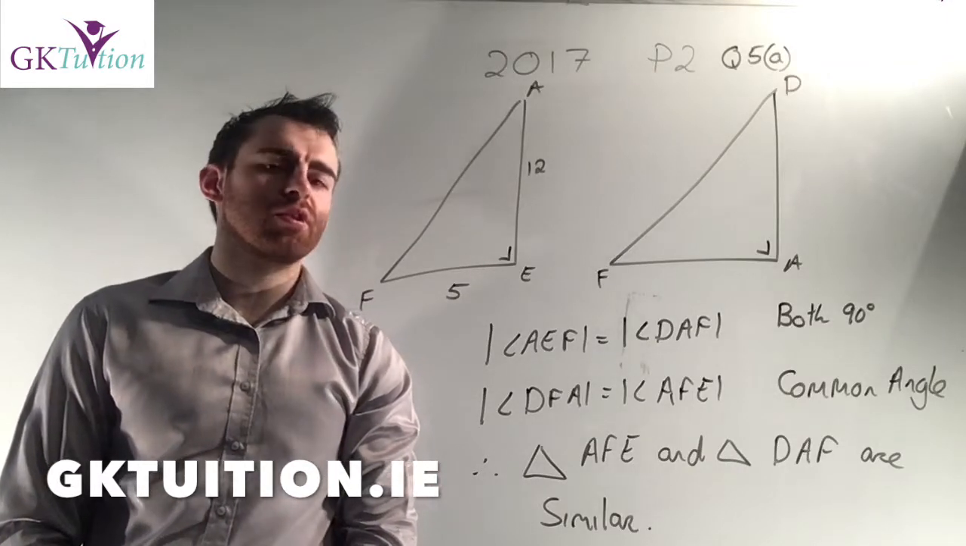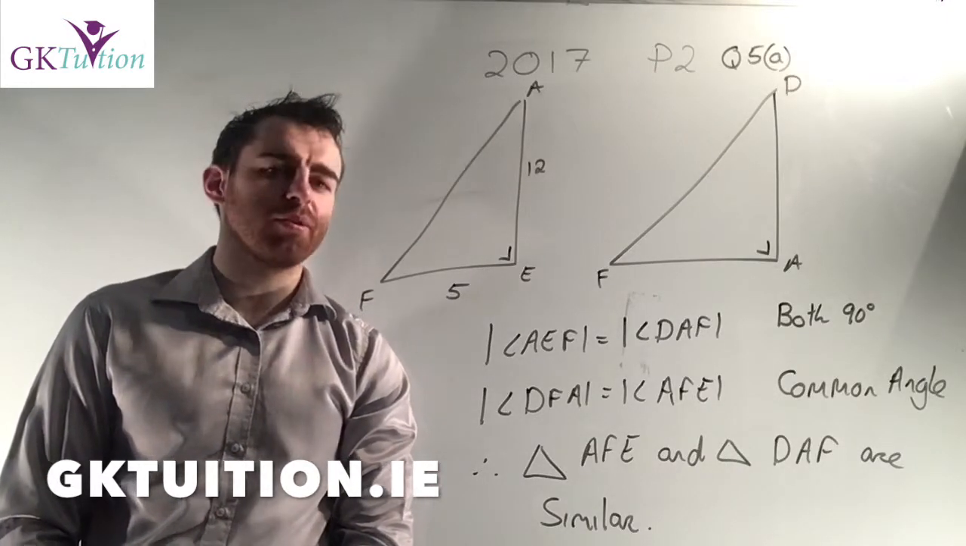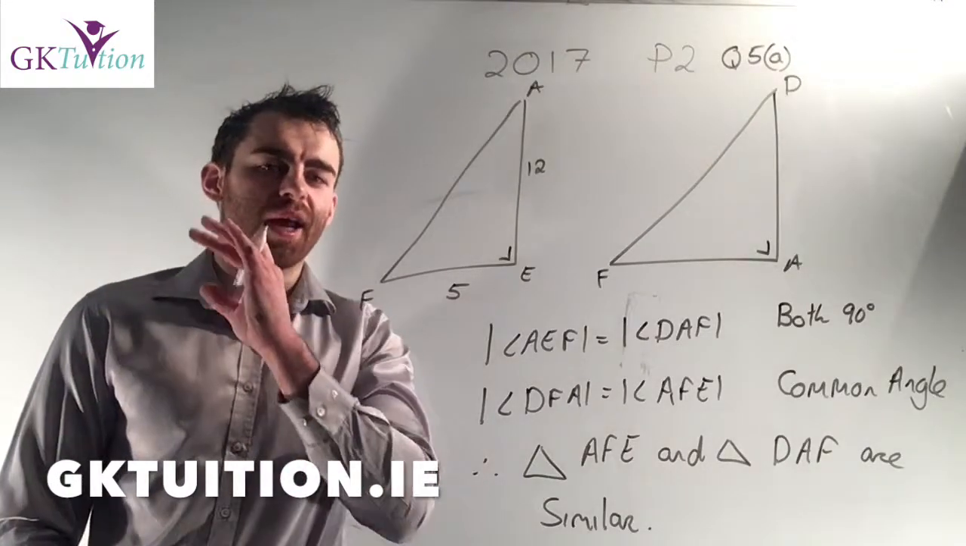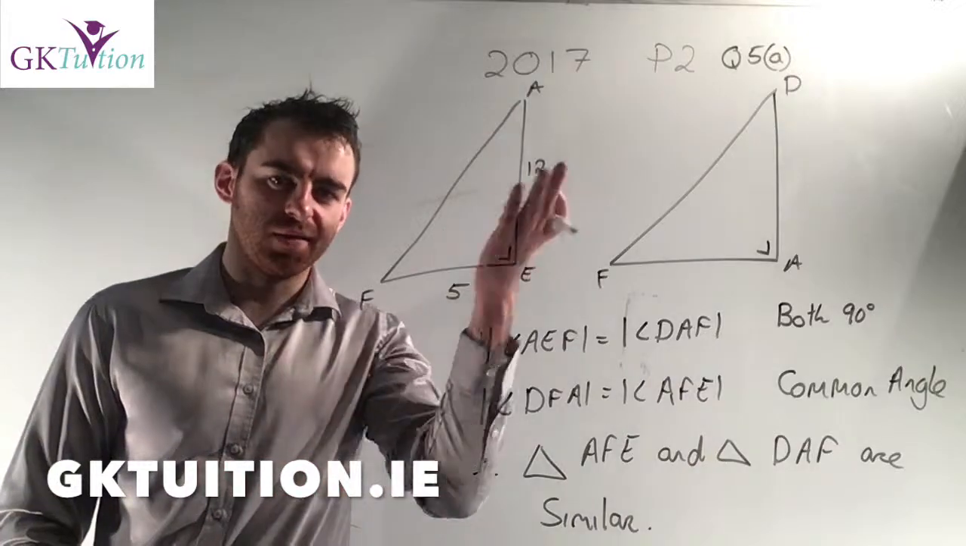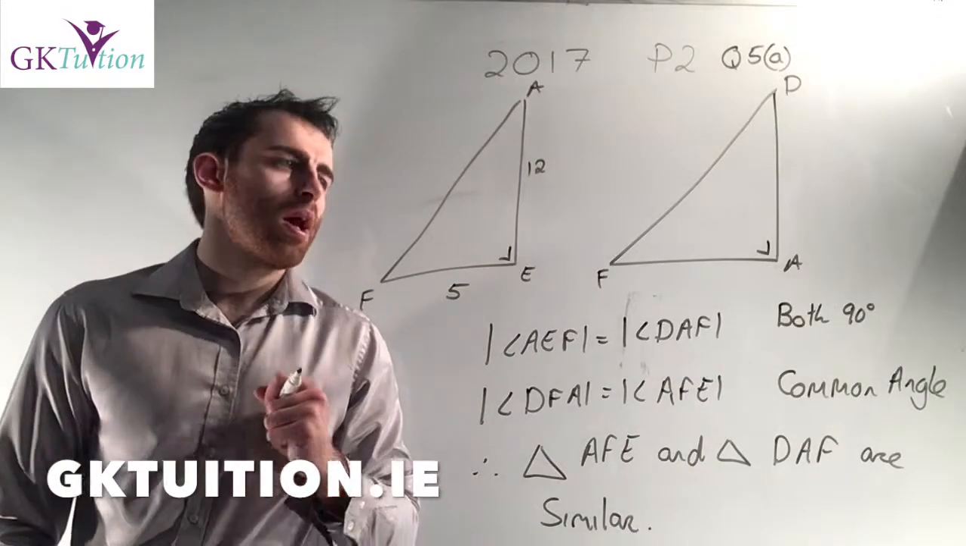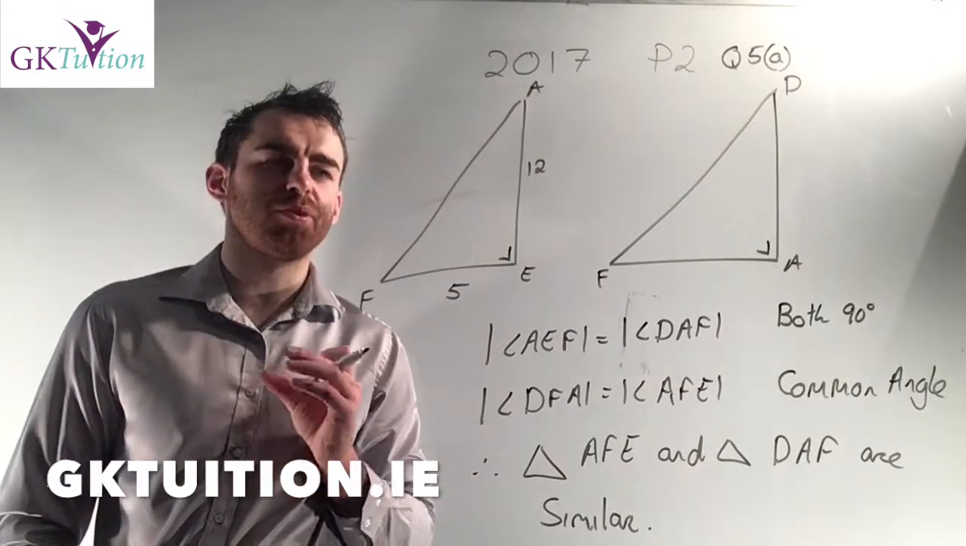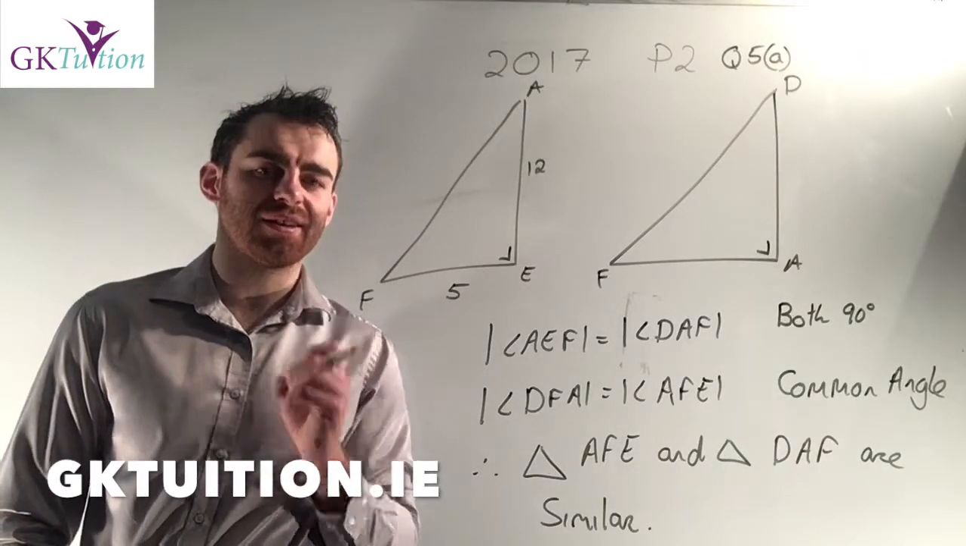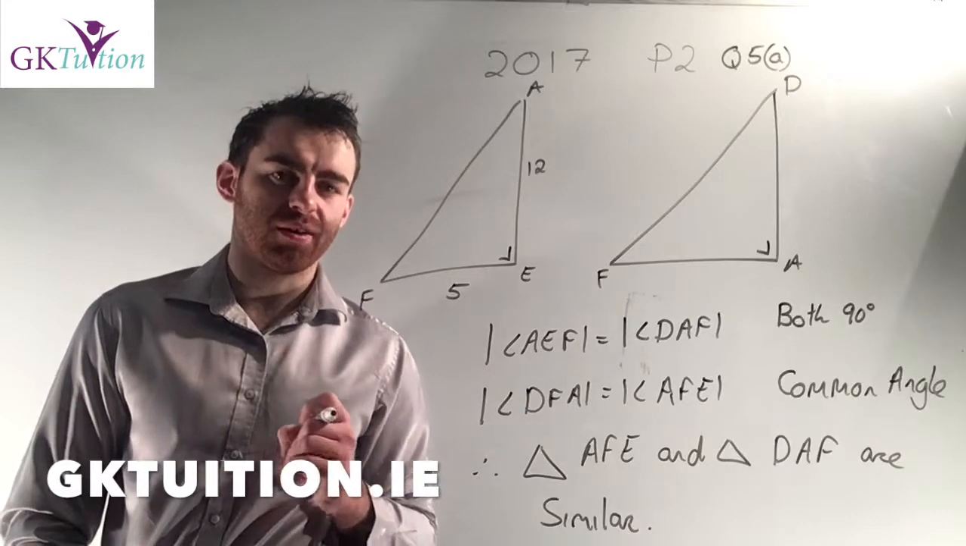Now the question I've chosen to go through here is 2017 Paper 2 Question 5 Part A. We're given a rectangle and a number of lengths, and there are a few triangles within our rectangle. In the first part of the question we're asked to prove that the triangle AFE and the triangle DAE are similar, or in other words equiangular.